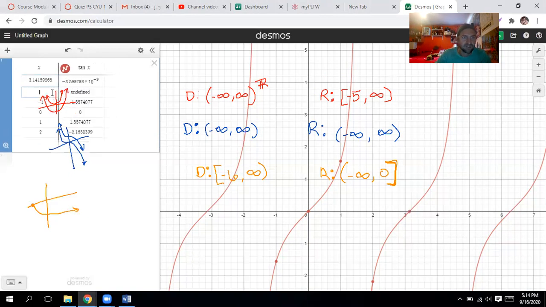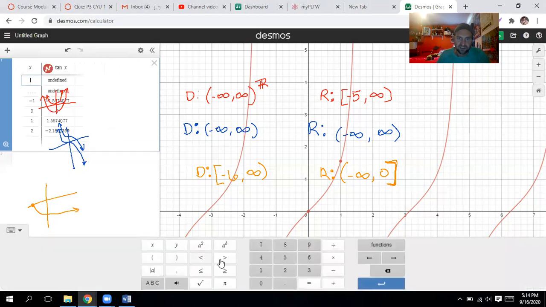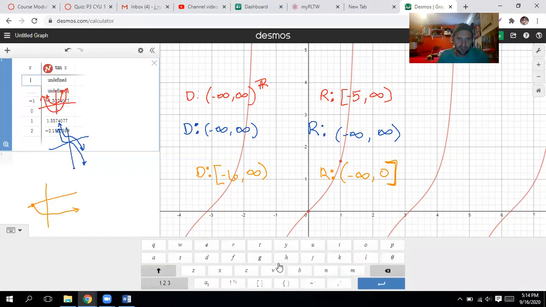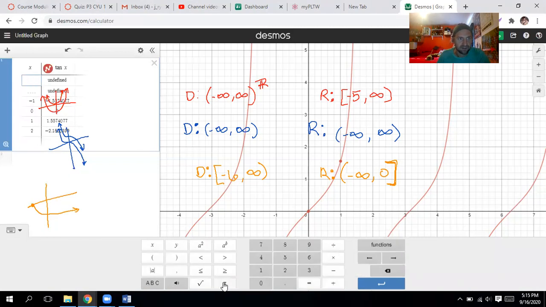3.1415926. Let's see. Oh, I actually get undefined. No, because that's not exactly pi. Maybe can I use the pi symbol here? I'm learning some things about Desmos. Oh man, I got too many things open right now. No, wait. Is there a pi? No pi symbol right there. You got to be kidding me. Oh, right here. There's the pi.